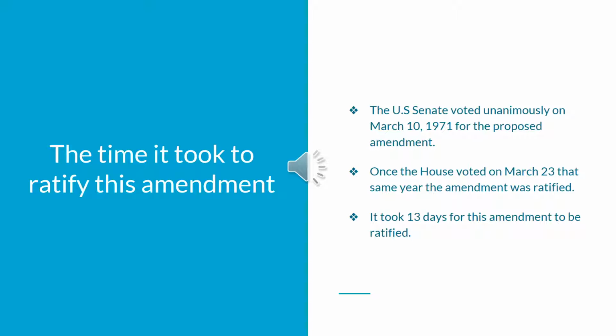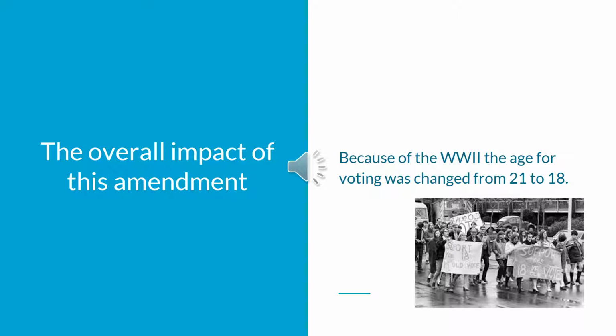The U.S. Senate voted unanimously on March 10, 1971 for the proposed amendment. Once the House voted on March 23 that same year, the amendment was ratified, and it took 13 days for this amendment to be ratified, which has been the shortest of any amendment. The overall impact of Amendment 26 is that because of the wars, the voting age has changed from 21 to 18.